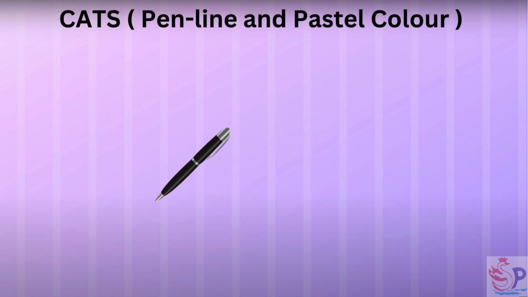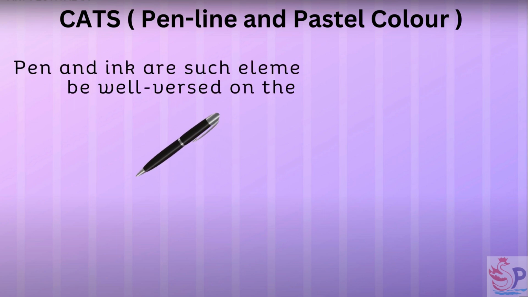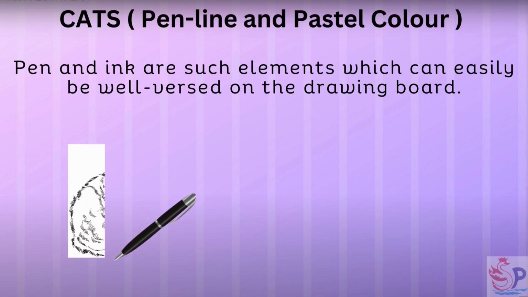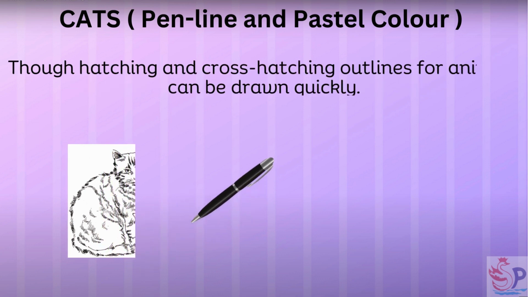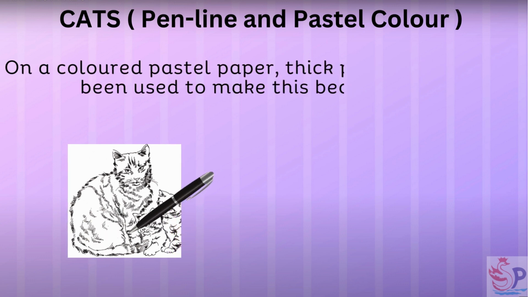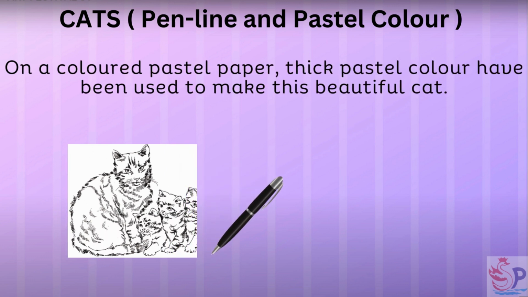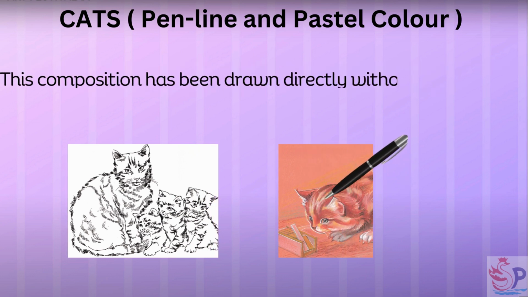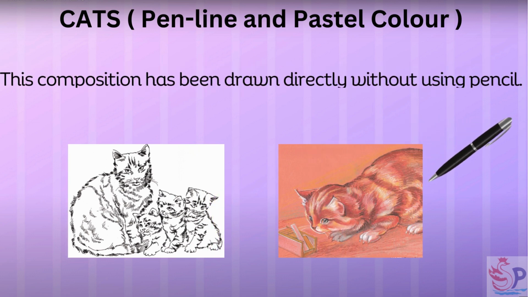Cats, pen line and pastel color. Pen and ink are such elements which can easily be well versed on the drawing board. Through hatching and cross-hatching, outlines for animals can be drawn quickly. On a colored pastel paper, thick pastel color has been used to make this beautiful cat. This composition has been drawn directly without using pencil.